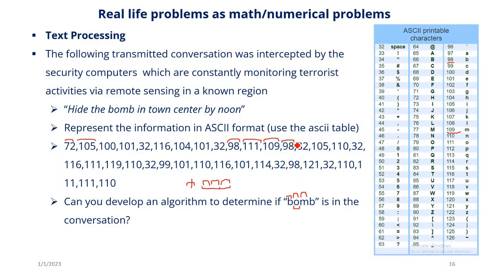If the next number is not a B, you are going to drop everything you've kept before and continue searching for B all over again. But this is B. You have at least been able to determine one word called bomb in the conversation.